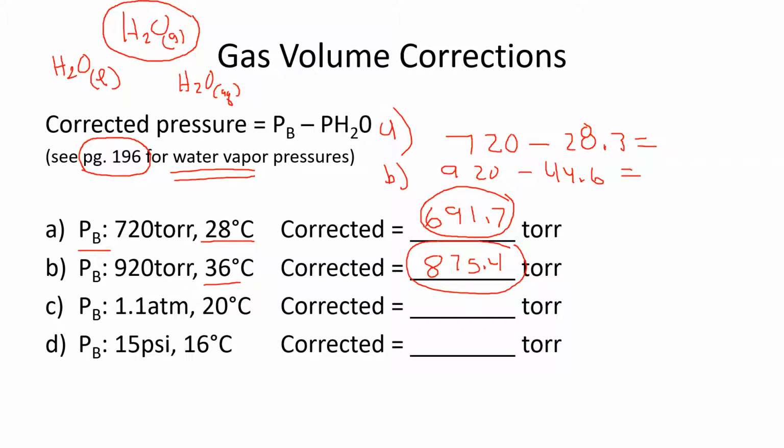1.1 atmosphere, right? So easily converting atmospheres into torrs, you take the 1.1 ATM and you multiply by 760, right? Because there's 760 torrs, 760 millimeters. And then at 20 degrees, what is the vapor pressure of water? 17.5. All right, so just convert atmosphere into torrs first, conversion factor 760, and then subtract 17.5.